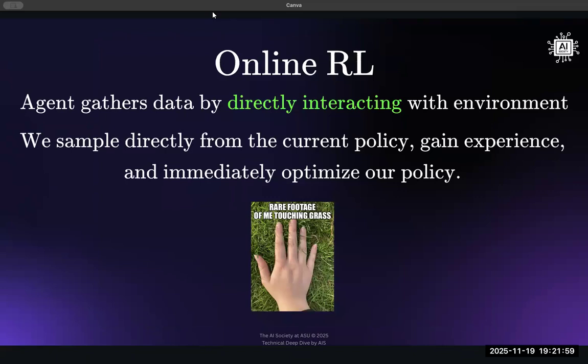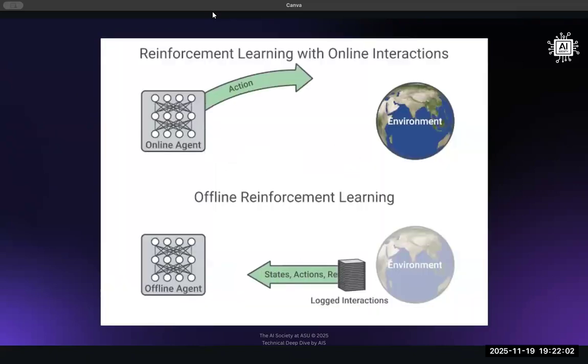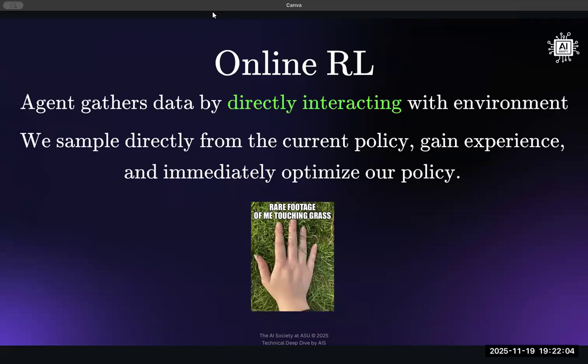So this will be better. The one on the top is online. We gather data by interacting with the environment, and then we sample. Our strategy is a policy, right? And we're going to sample from the current policy.